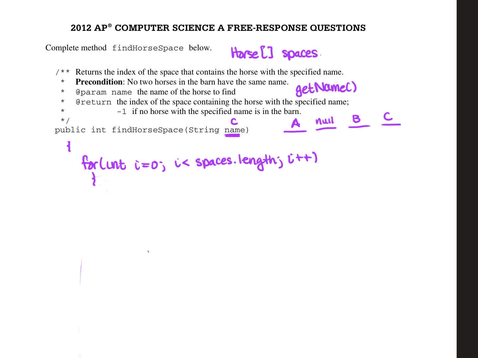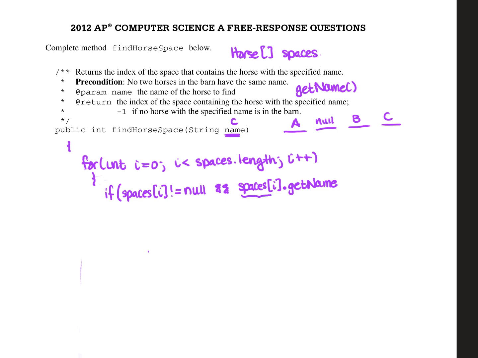So we have to pick up a horse. So if we're going to pick up spaces i, the first thing we need to make sure is that it's not equal to null. There has to be a horse there in order to call a horse method. And now we're going to grab that space, that horse at position i again, and we're going to use the .getName method.